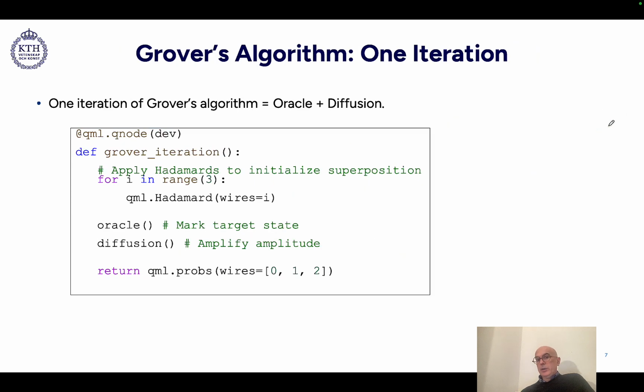When we talk about Grover's algorithm, we're talking about combining the oracle and diffusion operation in one function. So one Grover iteration corresponds to the initialization, marking the quantum state that we are looking for, and applying the amplitude amplification. And in this case, we are determining the probability for each quantum state in the computational basis.